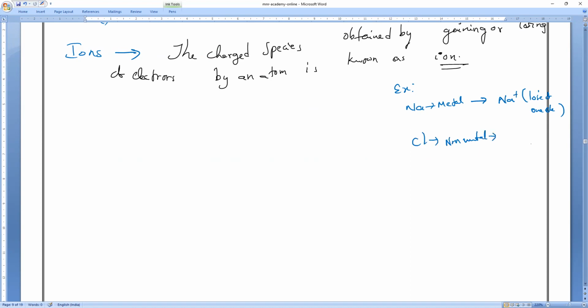Chlorine is a metal or non-metal? Non-metal. It will gain the negative charge by receiving, by gaining how many electrons? 1 electron. So, this is what ions are. When metals and non-metals chemically combine together, they will form ionic compounds. Very, very important. So, ionic compounds, the most important one.